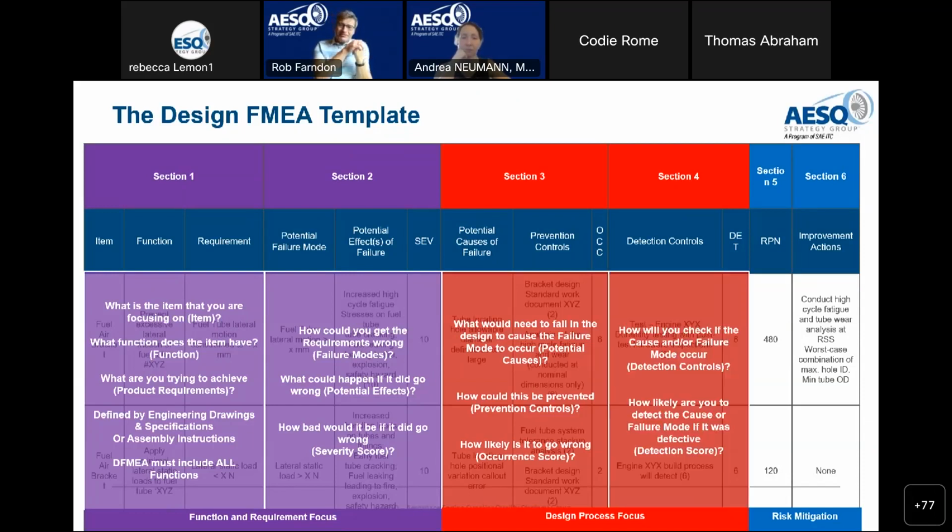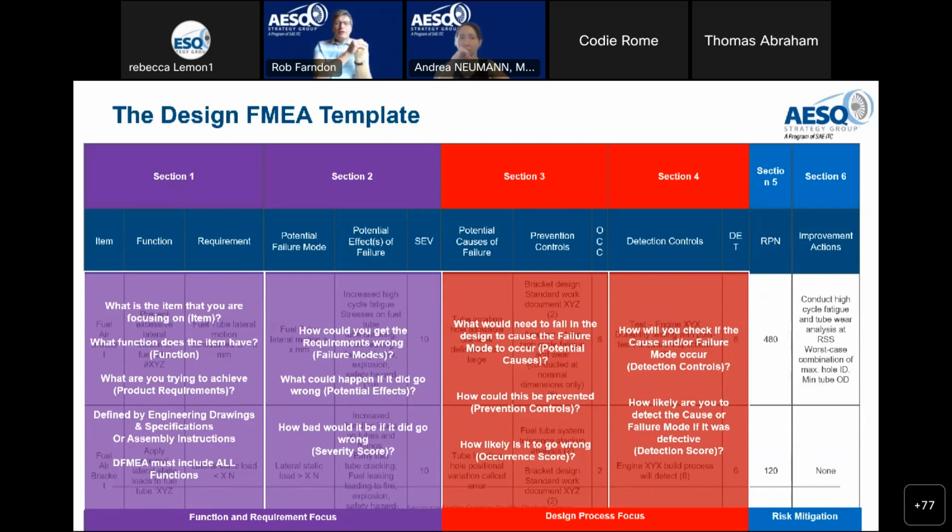Section 4 is about detection. So how will you check if the cause or the failure mode are present? Okay, if I've got the design wrong or if the failure mode occurs. And the detection score that goes alongside that corresponds to how good a detection it is. Not so much from the point of view of how robust the detection is, how likely it is to detect. It's often more related to how early you're likely to detect whether that cause or failure mode is present.